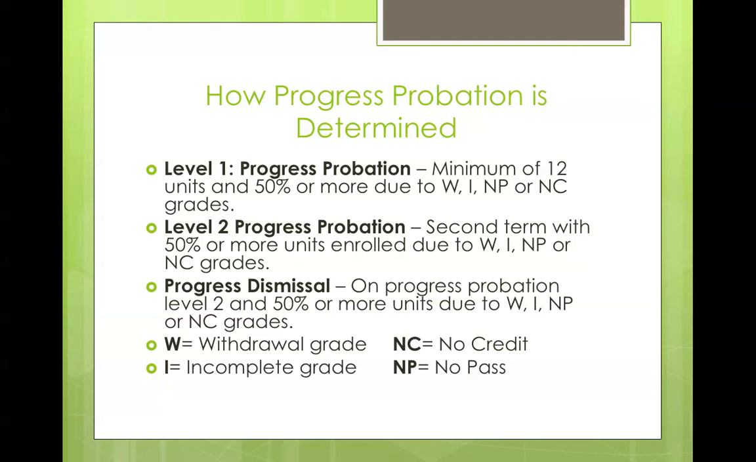Progress dismissal: on progress probation level 2 and 50% or more units due to W, I, NP, or no credit grades. And again, this is your overall, all of the units you have attempted, 50% for the third semester as W, incomplete, no pass, or no credit.